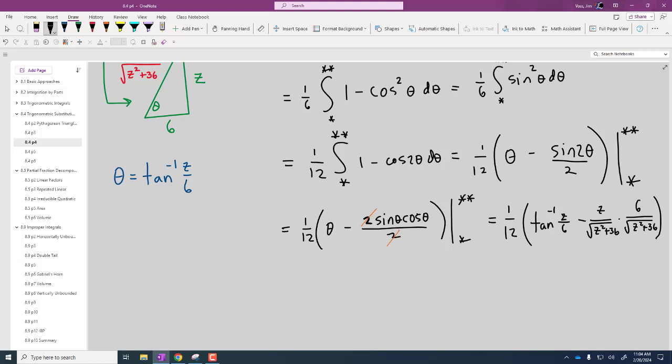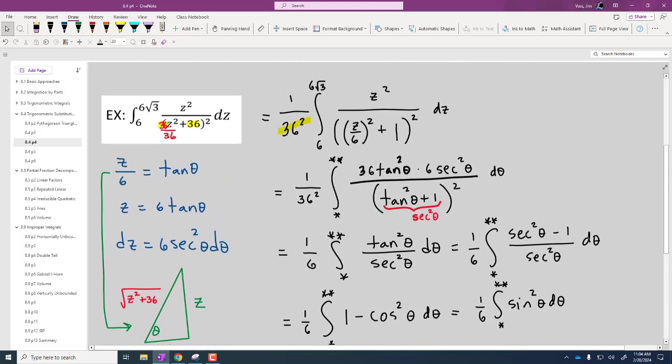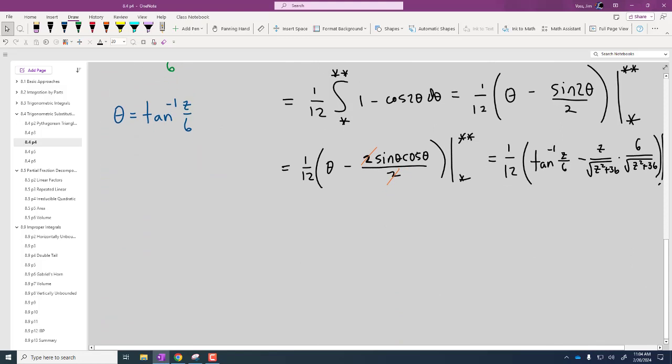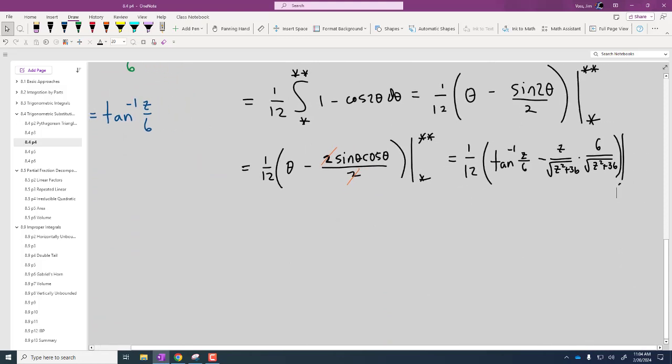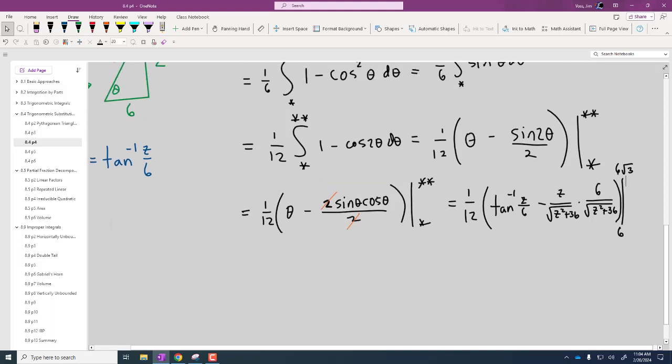Okay. Limits of integration. We're back to our originals now, which I have no memory of whatsoever. 6√3 on top and 6 on the bottom. Not great, huh? 6 and 6√3. All right. So let's pause for a minute. Any questions up to that moment?